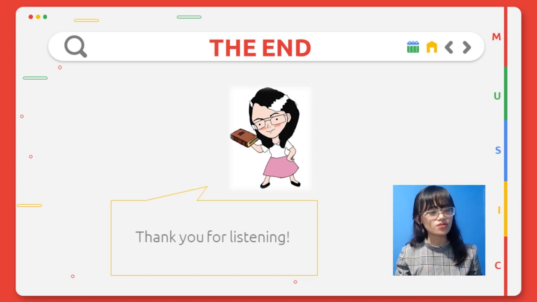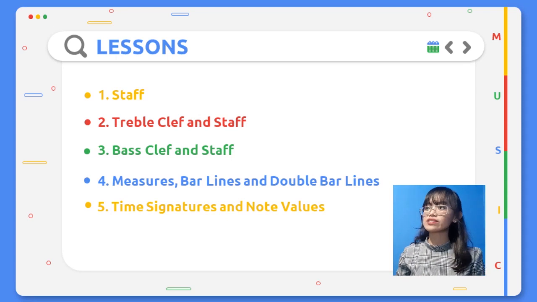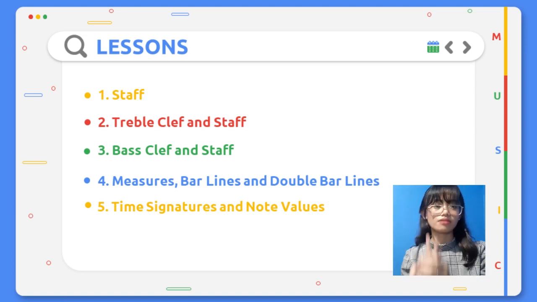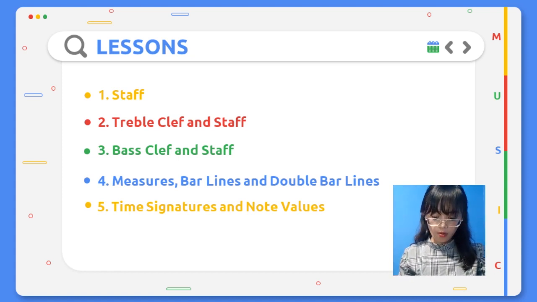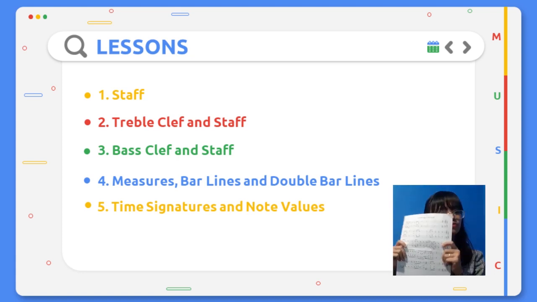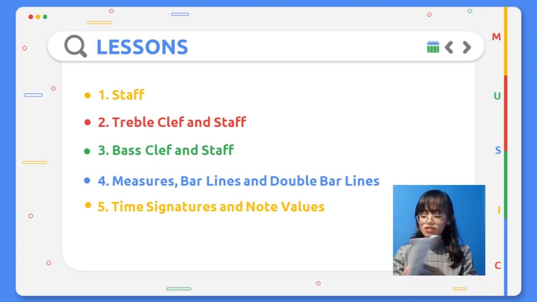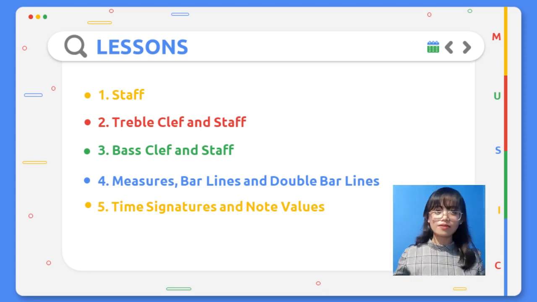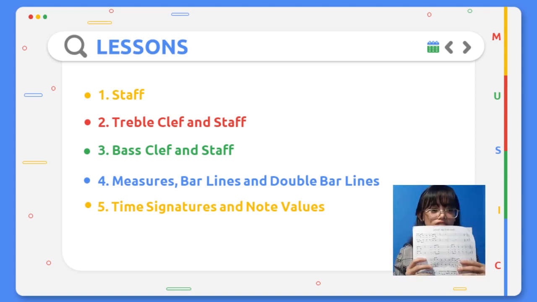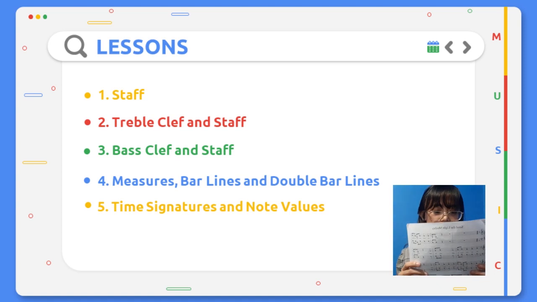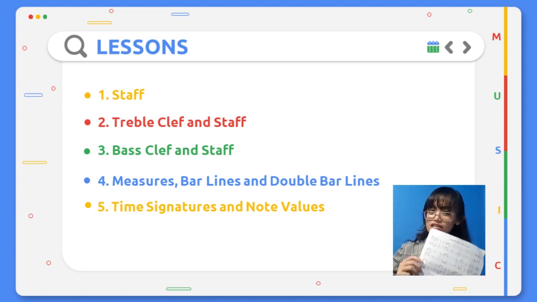And just to give you a quick review, today we've tackled the staff, treble clef, bass clef, treble clef or G clef, bass clef or F clef, and measure, bar lines, double bar lines, time signatures, and note values. So I hope from today's lesson, you're going to appreciate your music sheets more and love them from now on. You won't just carelessly throw them away or put them anywhere, because you now realize that the elements of music are better understood now, right? If you understand it more, you will value it more, right?